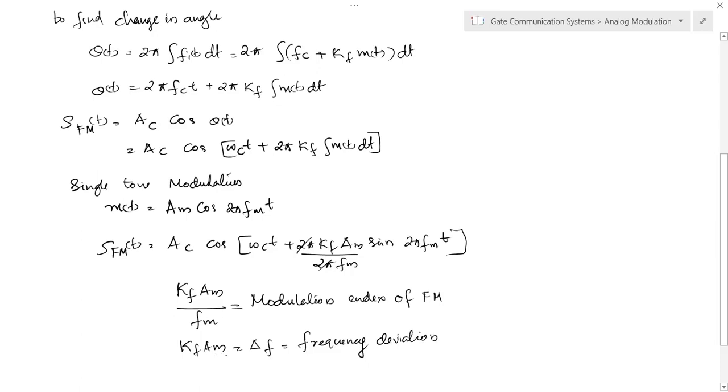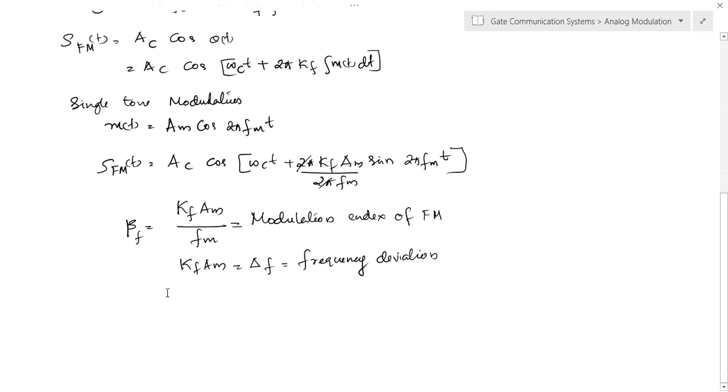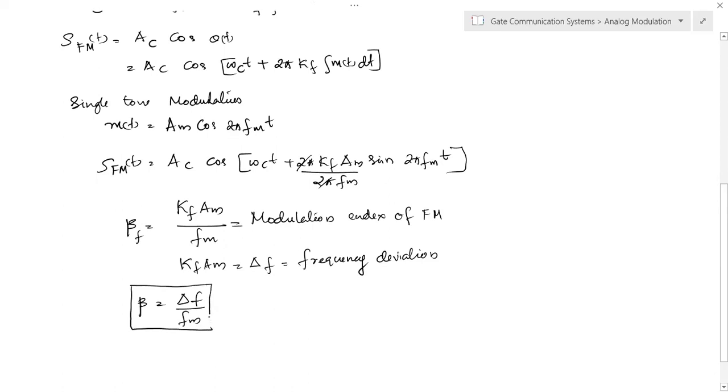This kf into am, we can write delta f, and this modulation index usually we will denote it by beta, or we can put beta of f, that is a frequency modulation. And beta I can also write in another form, that is delta f by fm also. So these two equations are very important when you do the problems in the case of FM signal. So you'll get two relationships for the modulation index.